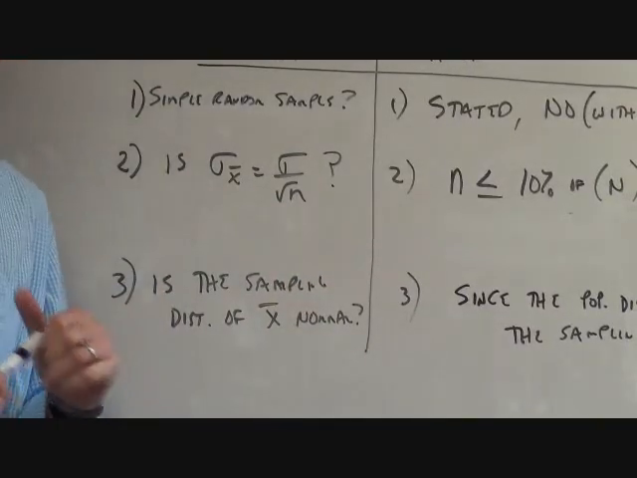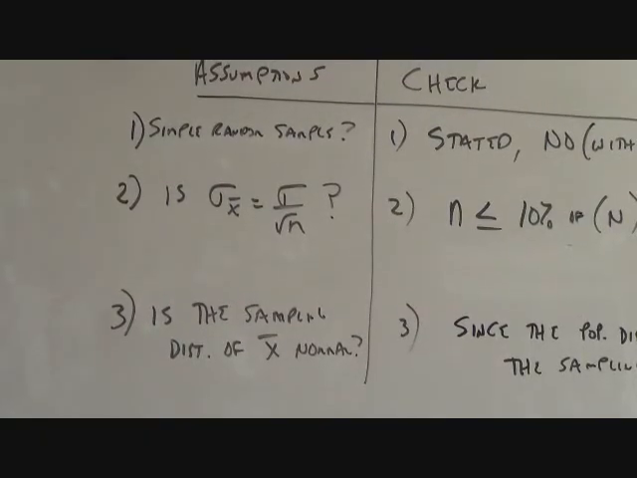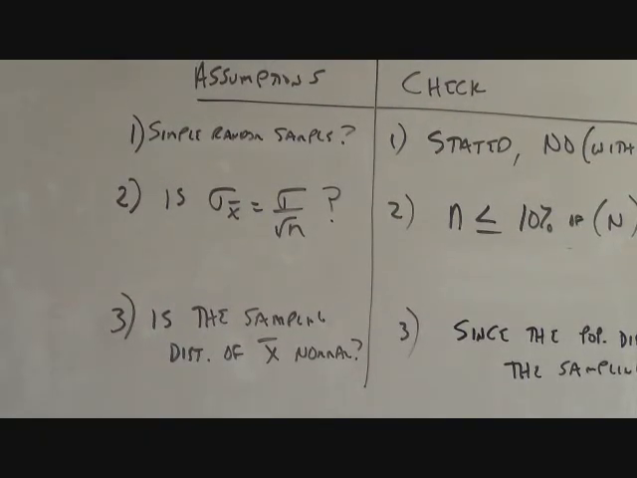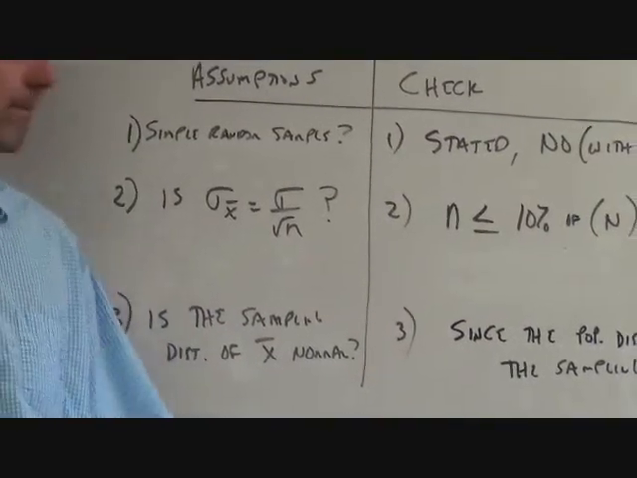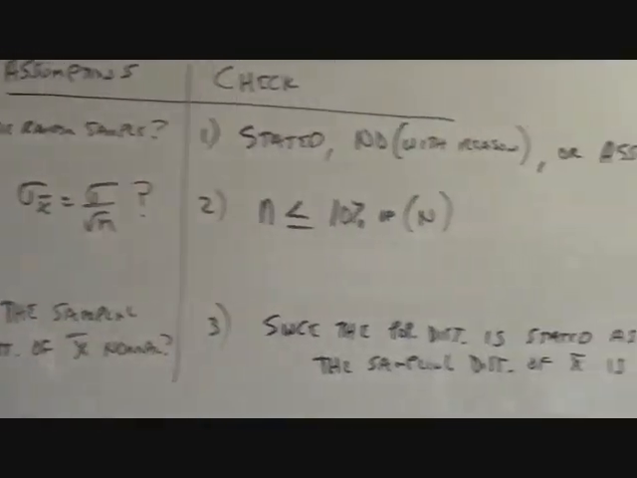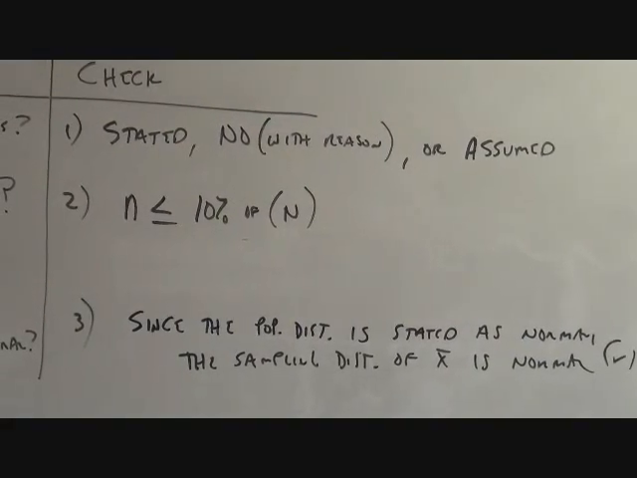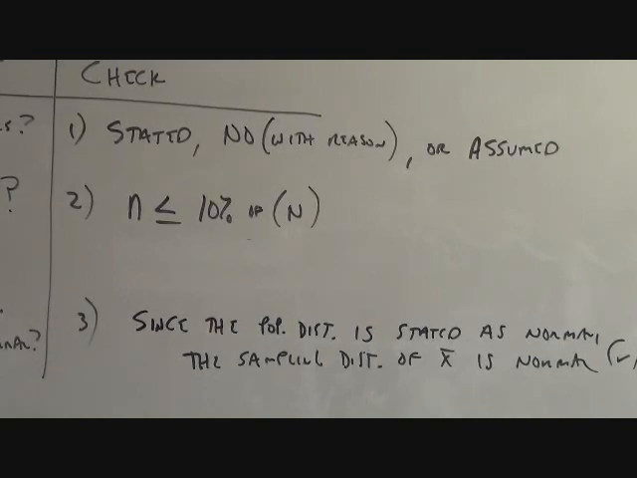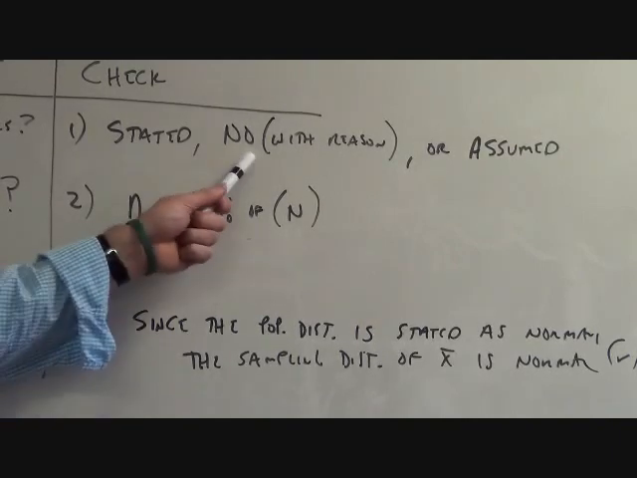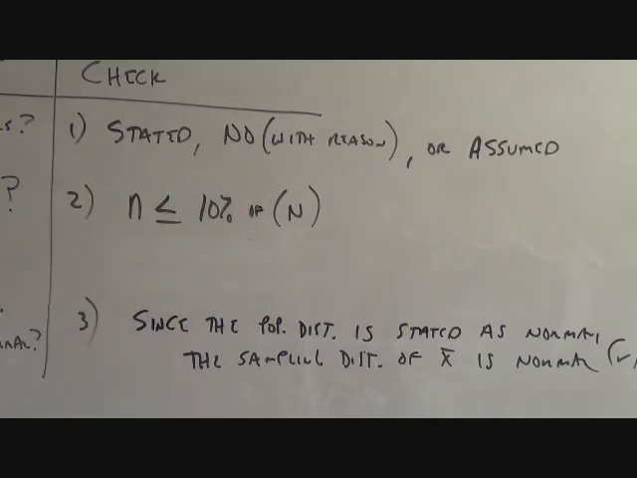Question number 1, did you take a simple random sample? You're going to have one of 3 answers to that question. You hope that they did this. If they just tell you, hey, we took a good simple random sample, you just write the word stated, and you're done. Or if they tell you, hey, we were standing outside a basketball practice and we were measuring the heights of students, you're going to say, no, you didn't have a simple random sample. And then you're going to tell me what's wrong with it. Convenience bias.